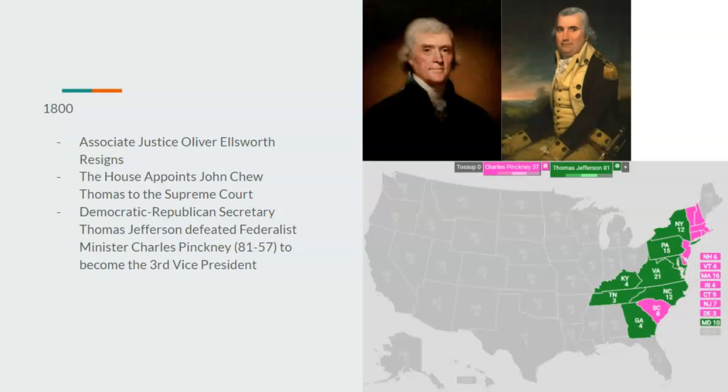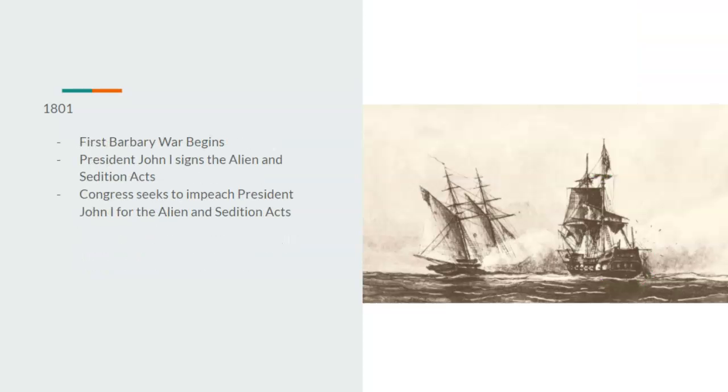Of course, we also have the 1800 election where Democratic-Republican Secretary Thomas Jefferson would defeat Federalist Minister Charles Pinckney, 81-57, to become the third vice president. In 1801, the first Barbary Wars begin, and President John I would sign the Alien and Sedition Acts, which makes him a very, very unpopular president. Congress would seek to impeach President John I for the Alien Sedition Acts. They begin now.